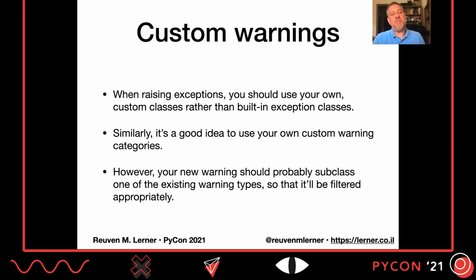The thing is, as you might know in Python, when you're just writing code and you want to raise an exception to indicate that something has gone wrong, you should not raise the built-in exceptions. It seems so tempting, right? I'll raise a type error here, I'll raise an index error there, but it's generally frowned upon to raise the built-in exceptions. You should create your own exception classes and raise those. And once again, those give us extra semantic power, and they allow us to do better filtering. Similarly, it's a really good idea to create your own custom warning categories. Now, your new warning should probably subclass one of the existing types, so it'll be filtered appropriately, but you can do what you want. As long as you create a class that inherits from warning, you're good.